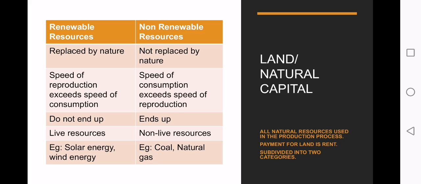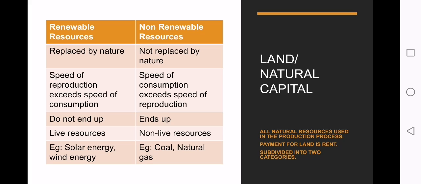Land is divided into 2 main categories: renewable resources and non-renewable resources. If you understand English, you should understand what this is, because renewable resources are the resources which are replaced by nature. Let's check the example first: solar energy and wind energy. Now let's look at the features. They are replaced by nature. You don't go and replace the solar energy, the sun does. So it's replaced by nature.